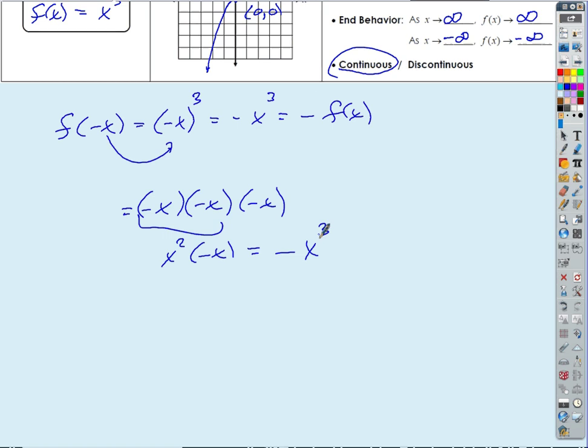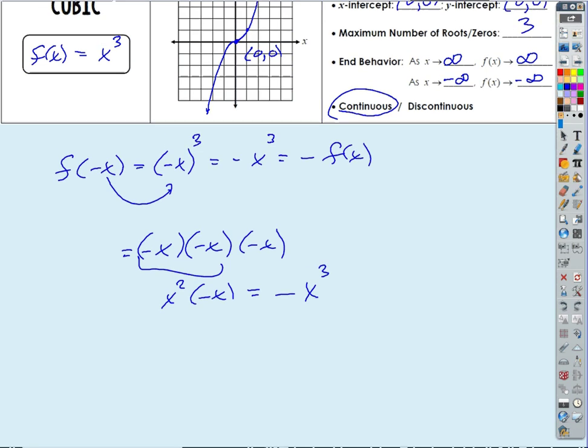Because that's just our rule, right? Think about what we do with the function. The rule is whatever I'm inputting, I'm cubing, right? So if I'm inputting a negative x, then I have to cube the negative x. Okay? All right. Good place to stop.